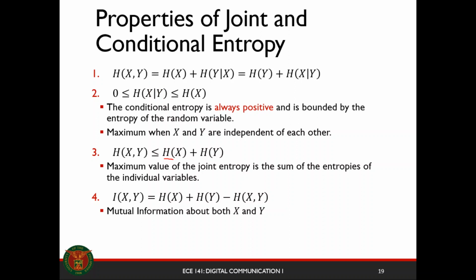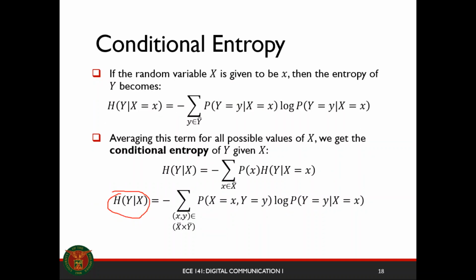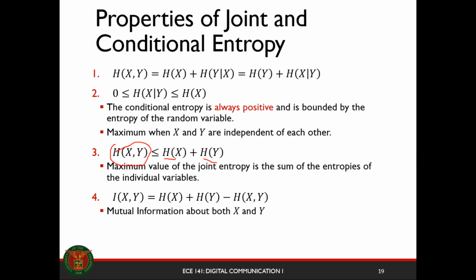The sum of the entropies H of x and H of y is the maximum value of their joint entropy. And this occurs when x and y are independent of each other. Okay. And finally, the mutual information about both x and y: if we try to observe x, we get less uncertainty, or we become more certain about the value of y. We can get the mutual information based on their entropies. Now, if x and y are independent of each other, then H of x, y will be equal to this, and the mutual information about both x and y is 0. So you don't get any information on x by observing y.